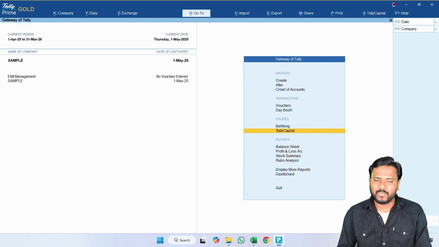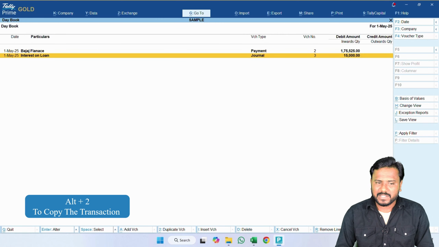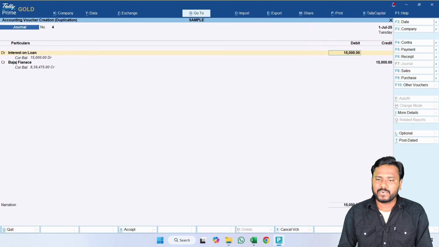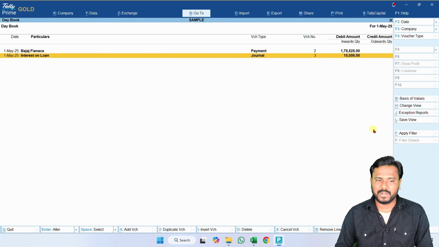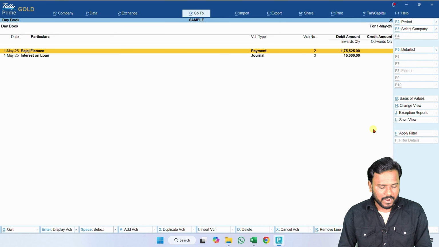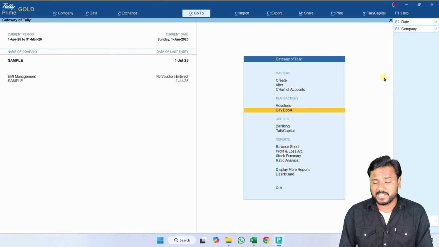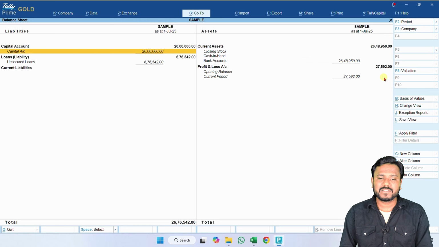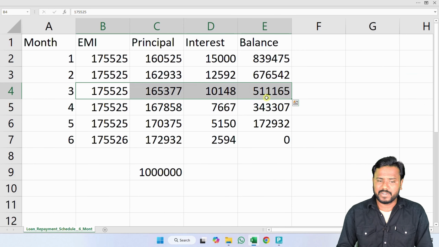Once again, let me record one more transaction. Instead of wasting time, I can go to daybook, copy the journal with Alt+2, and change the date to 1st of July. For 1st of July, what is the interest amount? 15,592. Control J to save. Next, payment voucher also, Alt+2 I can do. How much do you pay now again? Even on 1st June you pay the same amount, 1,75,525. Alt+2 to copy the transaction. Now see, after clearance of the second month, what is the balance loan available? 6,76,542.